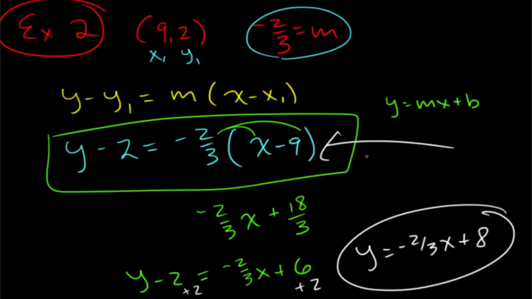Once again, if it doesn't specifically ask you to put it in slope-intercept form, I would just leave it in the form that's in the green box. But just in case you're ever asked to, that's how you would do it.